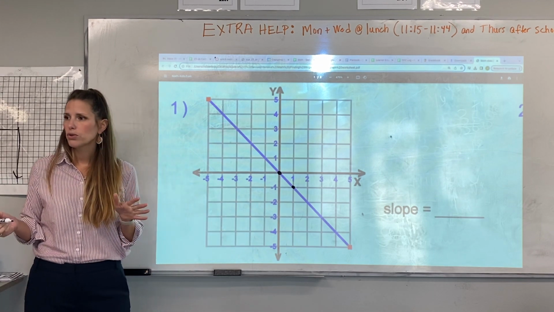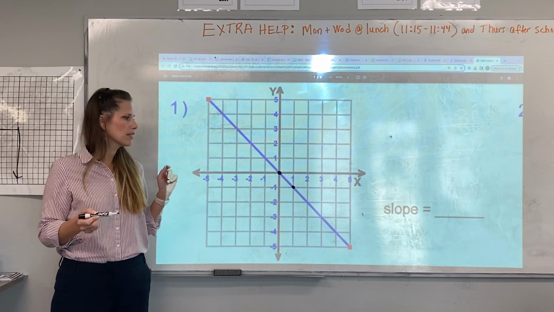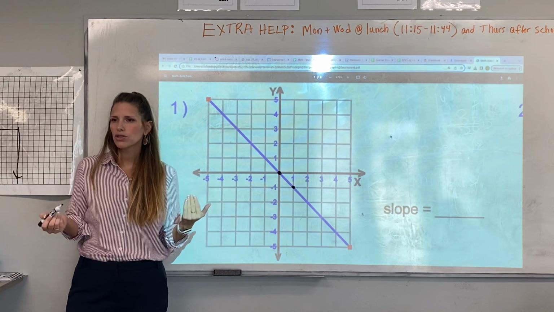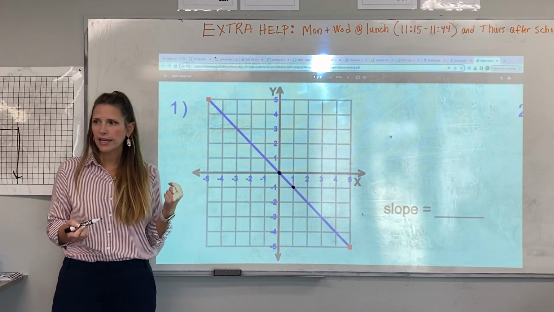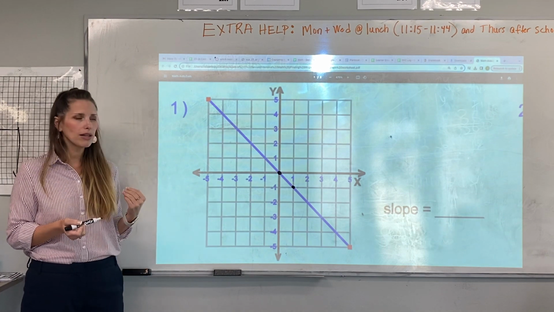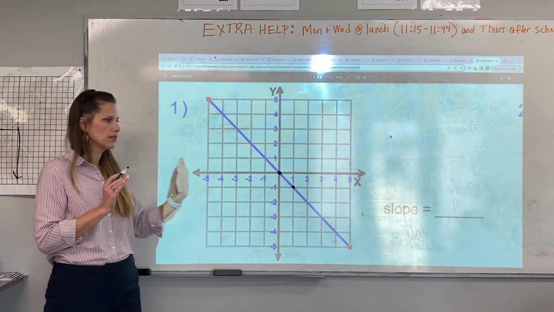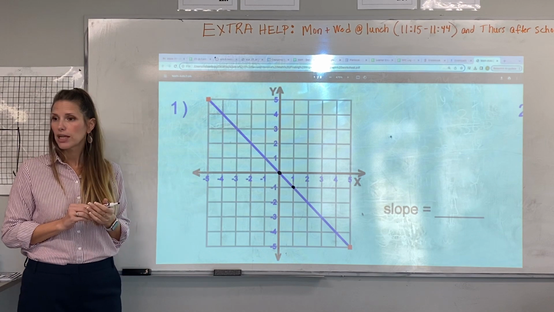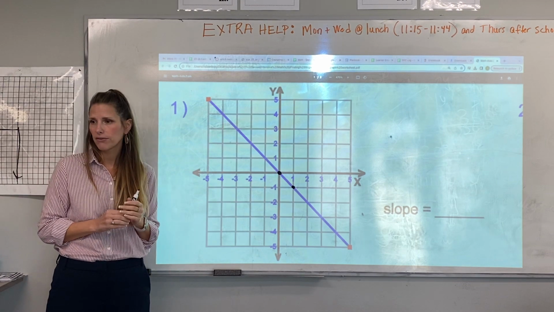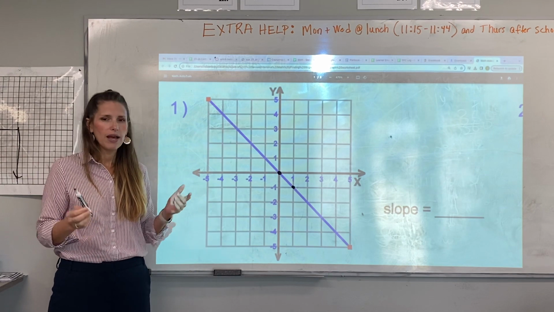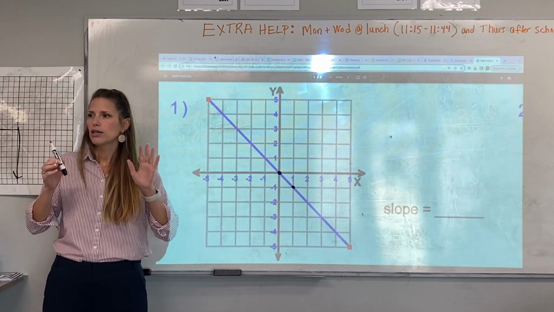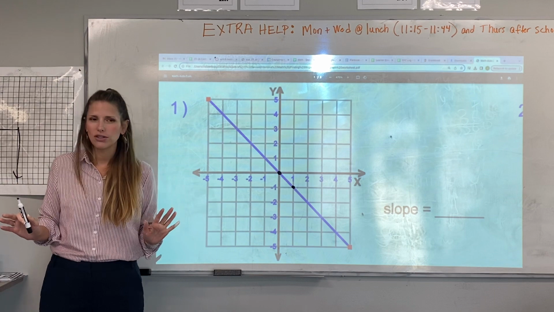Another thing you want to do with slope is look at the line and answer it to yourself first. Is this a positive slope or a negative slope? Is it going uphill or downhill from left to right? It's going downhill, so is it positive or negative? It's a negative slope, so we know that it's going to be negative. It's something to keep in mind so that we don't mess it up at the end, okay?